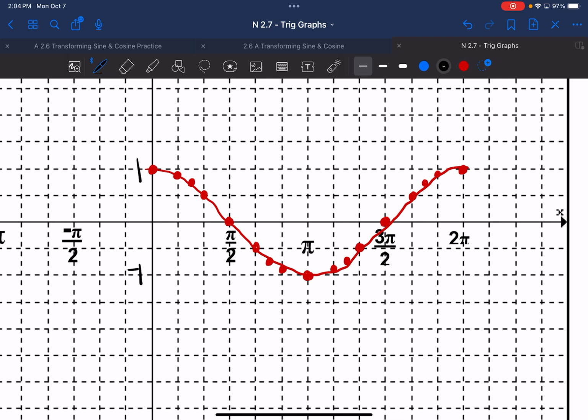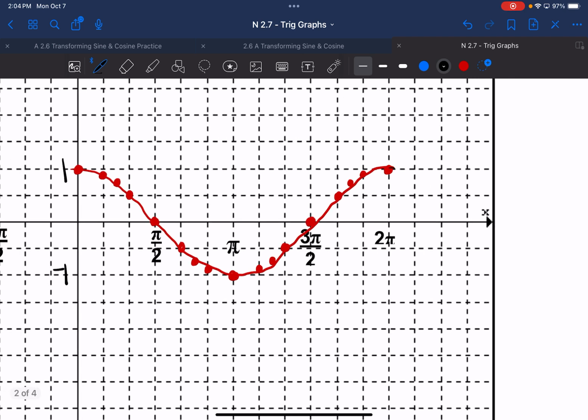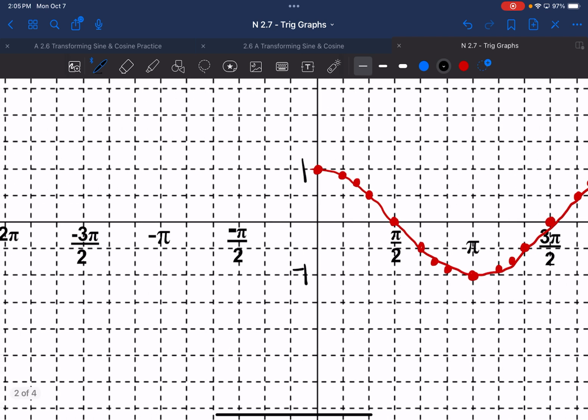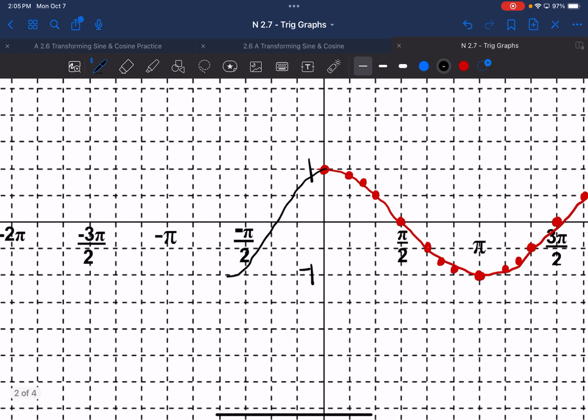So just like before, it might have taken me this long to get one cycle through, but now that I've made it this far, it's just going to start repeating itself. So it's going to come back down over here. And over here, same thing, going to come back down over here and then back up and so on and so forth, right? We're just going to see the same thing happening over and over again.